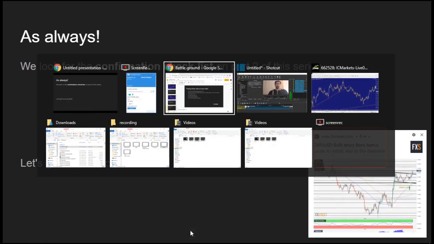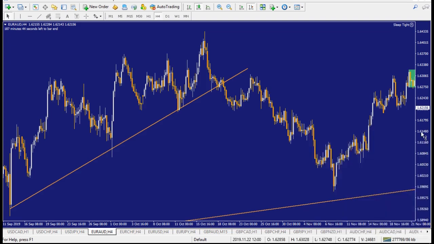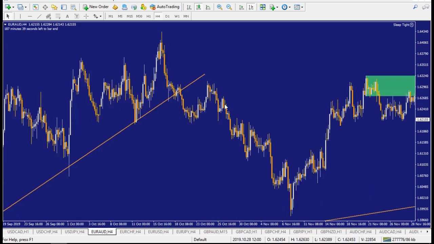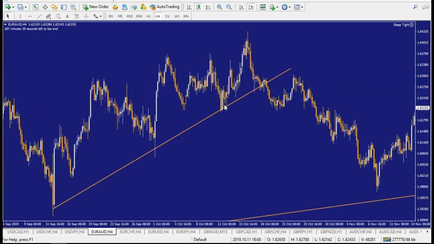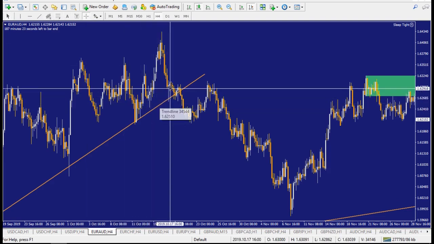And here we go. Right, what we have here is the Euro Aussie. This is a 4-hour chart. Let's have a look. My eyes are scanning zones currently, and I have one here.